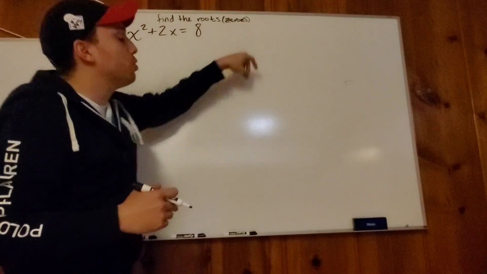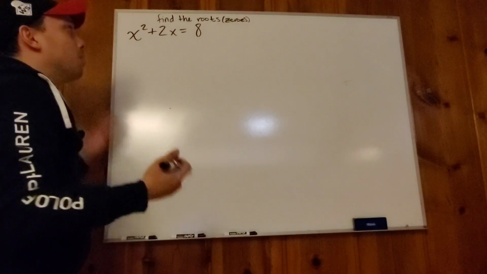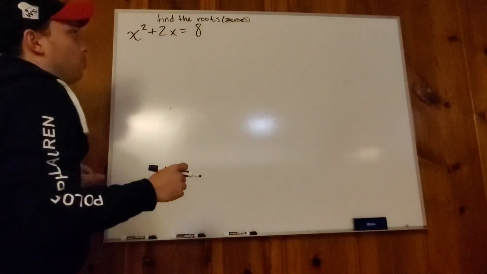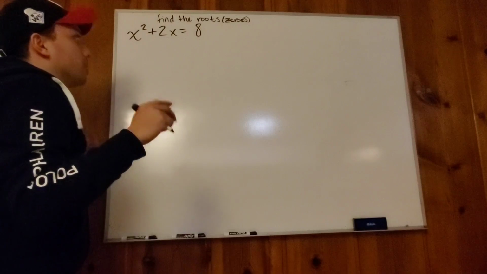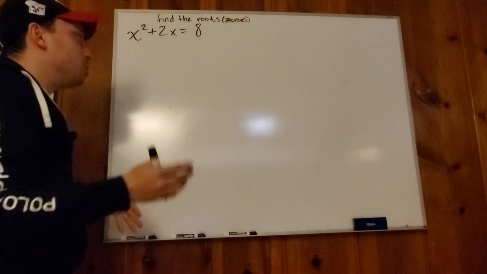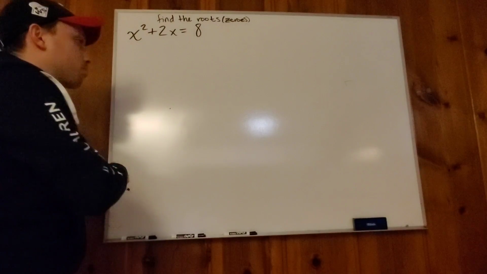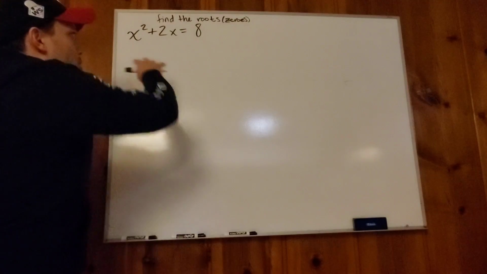That's why it's actually called zeros. And I like zeros a lot more. But your book is going to mainly say roots. And I think in the math world, they actually say roots a lot more. But zeros is also another term that we can use to find this.